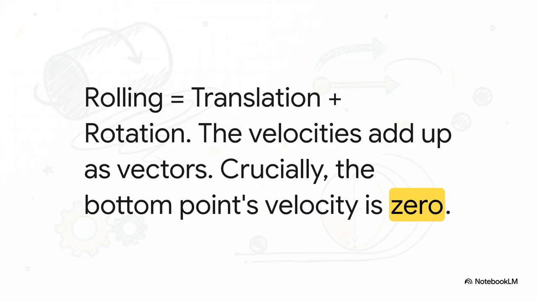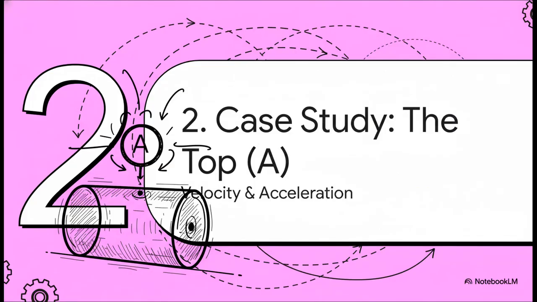Now we just add them up, we take the sliding motion and the spinning motion and combine them as vectors. And look what happens. At the very bottom, the forward sliding v and the backward spinning minus v perfectly cancel each other out. The velocity there is 0. And that, my friends, is the definition of rolling without slipping. It means the point touching the ground is, for just an instant, completely still.